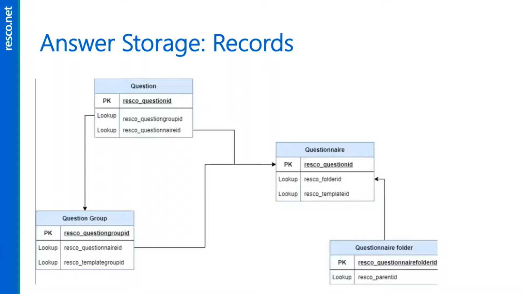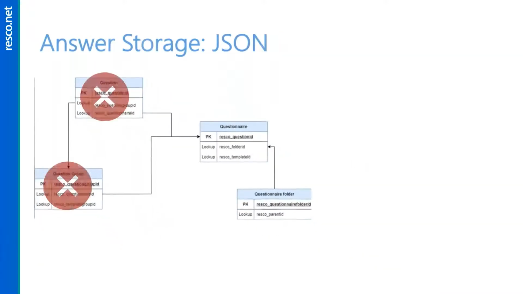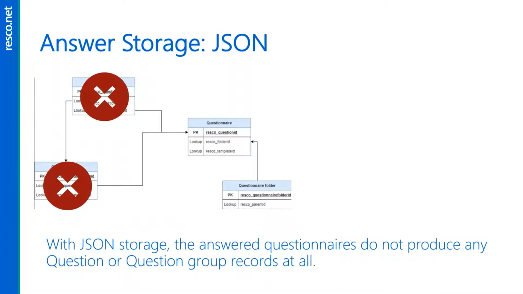There are, of course, many more fields on those entities, but these are more or less the entities that we work with. And this is one of the options which you can set on the questionnaire, called answer storage records. There is another storage for answers, called JSON. You can see now on the screen that with the JSON storage, the answered questionnaires do not produce any question or question group records at all. So these two entities will be empty if you set up answer storage JSON.